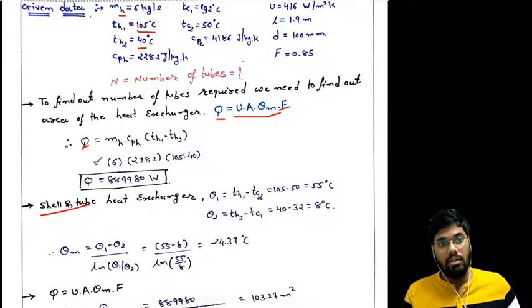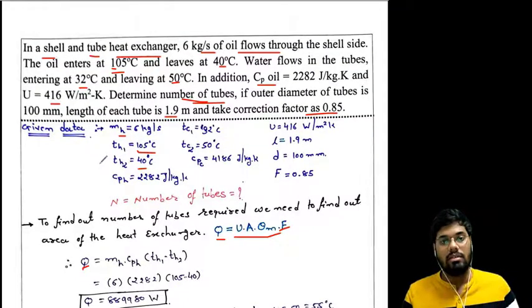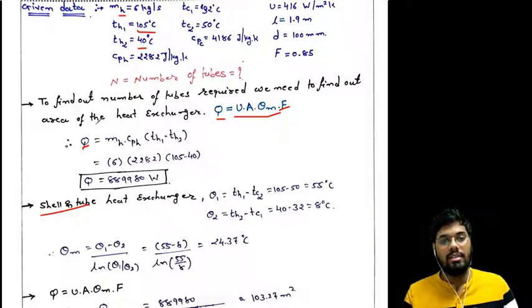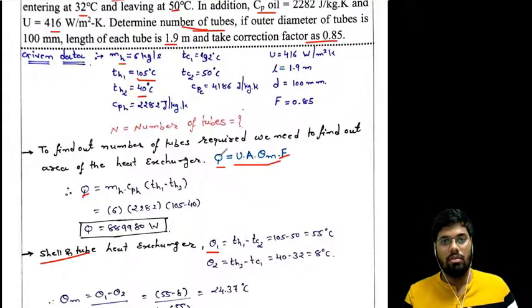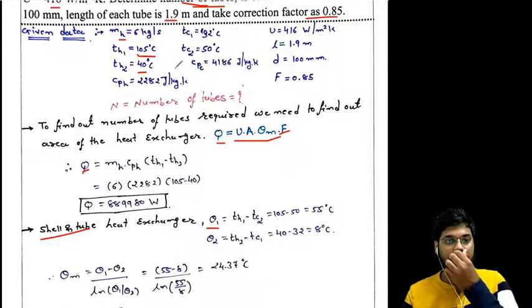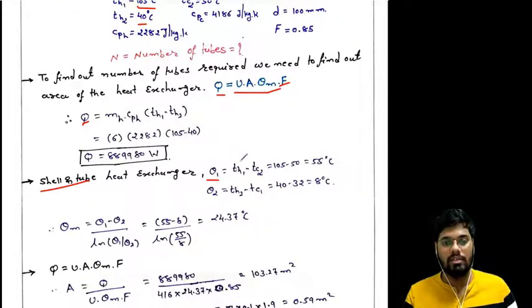Here the question is whether to take this configuration as parallel flow or counter flow. So remember, whenever there is a shell and tube type heat exchanger, it is always considered a counter flow heat exchanger. So for a counter flow heat exchanger, theta 1 would be TH1 minus TC2 and theta 2 would be TH2 minus TC1. Here we know all four temperature values, TH1, TH2, TC1 and TC2. So putting these values in theta 1 and theta 2, and putting theta 1 and theta 2 in this equation, we can easily calculate the LMTD for our shell and tube heat exchanger, which would be 24.37 degrees Celsius.